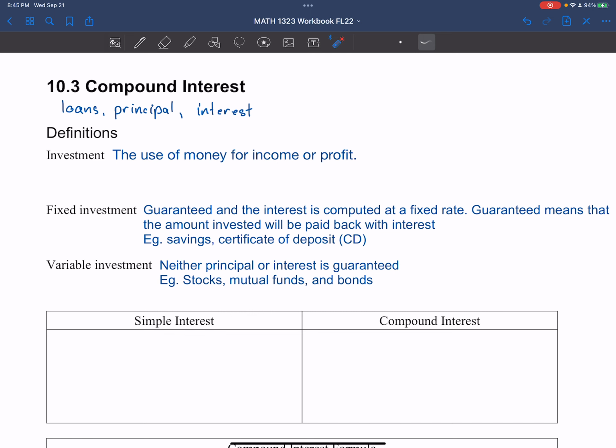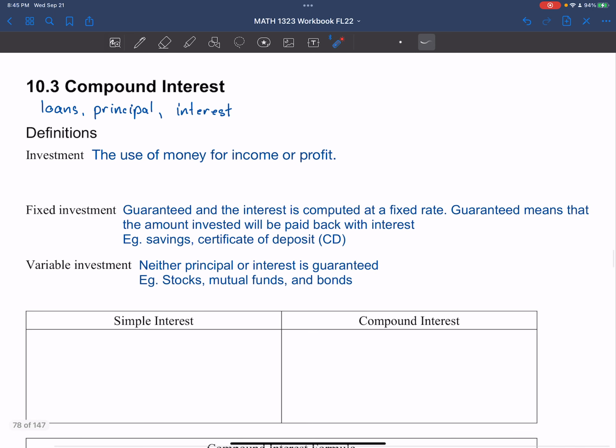There are two types of investment. The first one is a fixed investment, which is guaranteed, and the interest is computed at a fixed rate. Guaranteed means that the amount invested will be paid back with interest. These are very safe, such as savings accounts. As of 2022, the interest rate on my high yield savings account is 2%. It's not a lot, and that's per year.